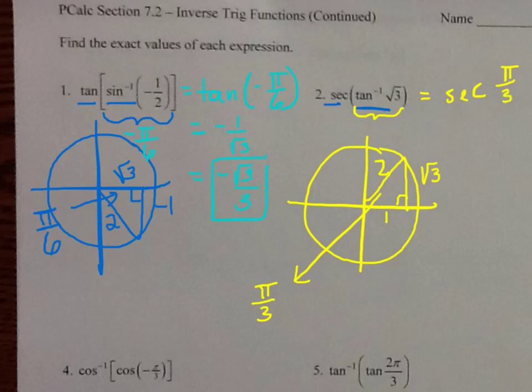Alright, so we've got our triangle here. We don't have to redraw it. Secant pi over 3 would be hypotenuse over adjacent. So for this question, it would be 2.